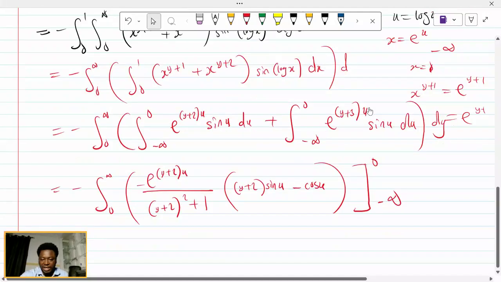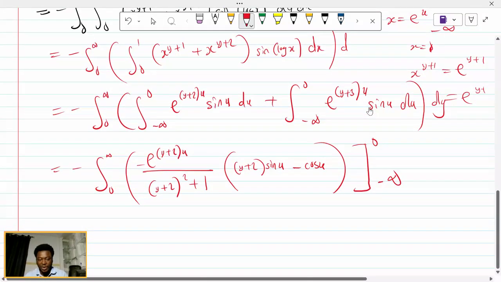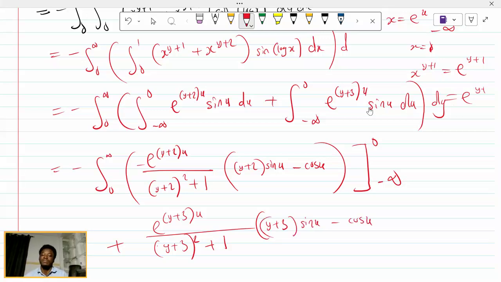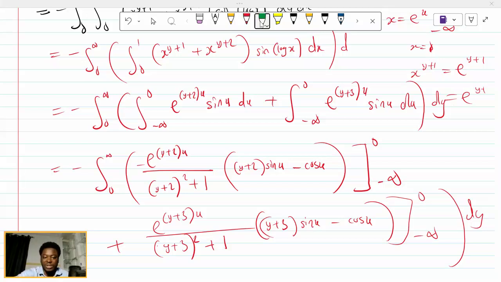And then we're going to add this up with e to the y plus 3 u, all divided by y plus 3 squared plus 1, and then you have y plus 3 sine u minus cosine of u. So if you evaluate the limit from, again, negative infinity to 0, everything is dy. When all is said and done, you should end up with something like this.